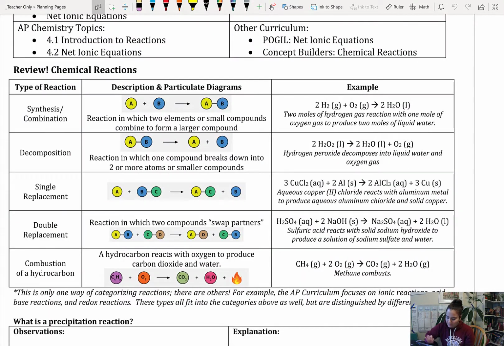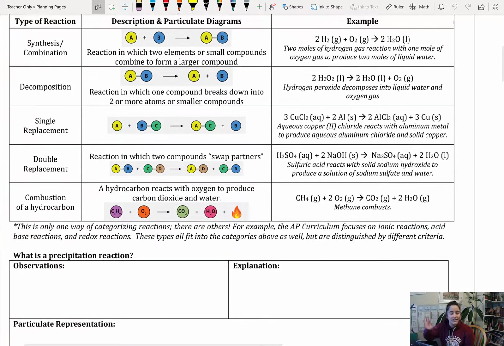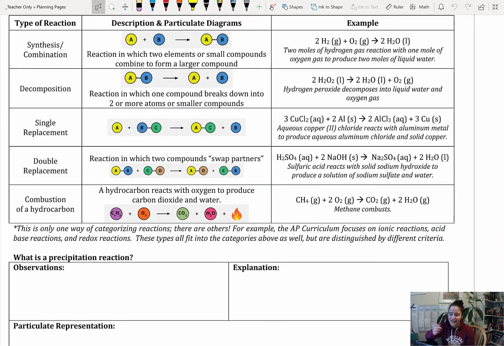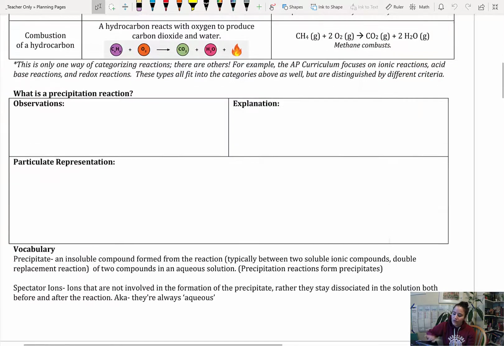Okay, so like I said, we'll be learning a bunch of different ways to classify reactions, and these 5 are just one way of classifying reactions that I think is useful because of its usefulness in predicting the products. Okay, so what is a precipitation reaction? Should probably start that off by showing you guys. So check out this demonstration.